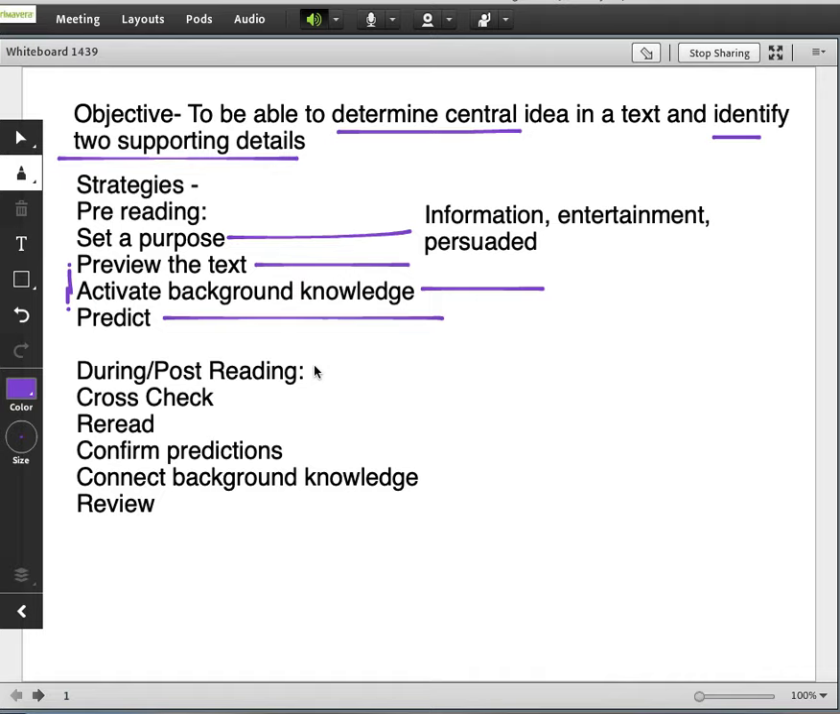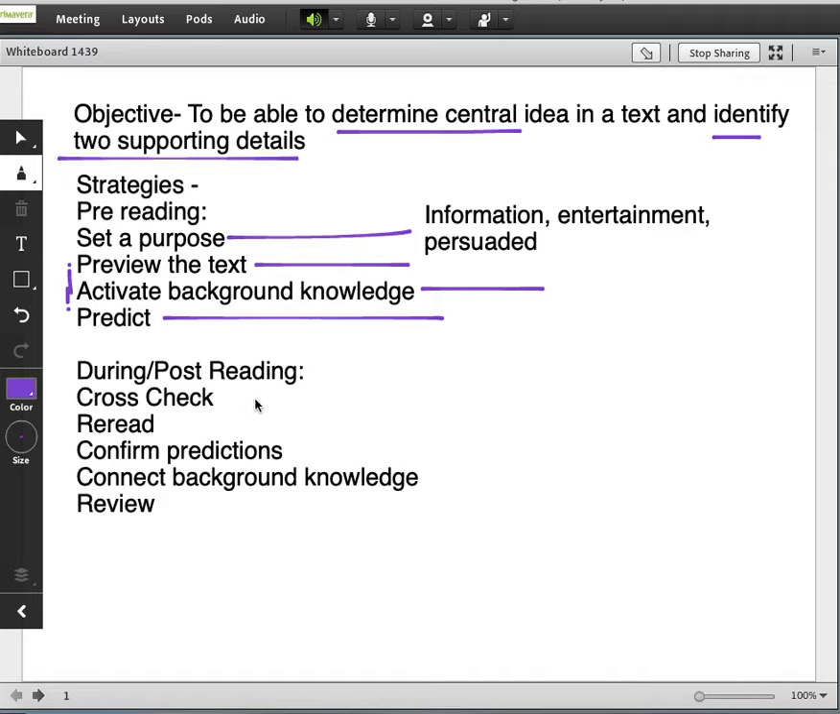What's the main character's name? What's the point of view of the story? Where is the setting? Things that I notice as I'm reading. And this will help me as I determine the central idea and identify 2 supporting details. It will help me to have that information because I can go back and look at my notes. Otherwise, I'm kind of fishing through my brain trying to remember where that information was.